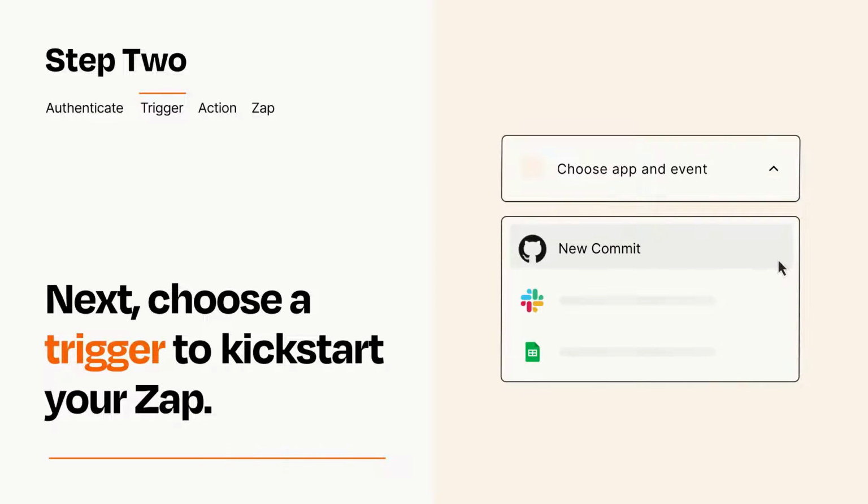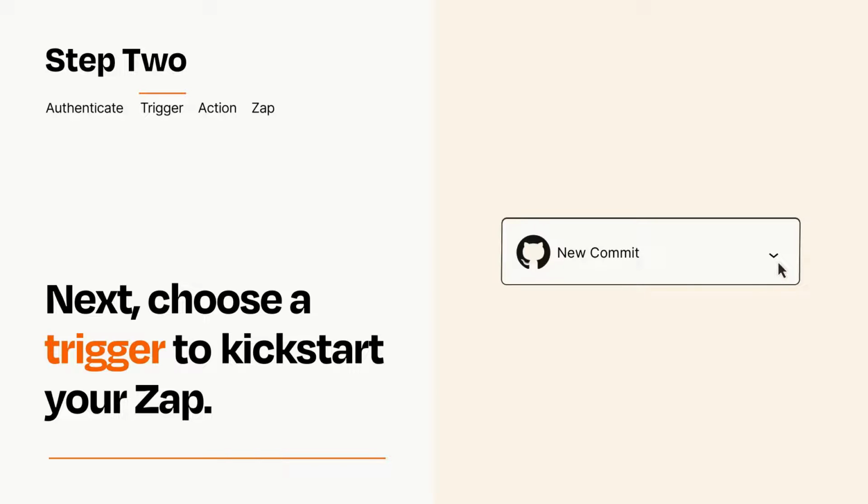Now let's set up your trigger, which is the event that starts your Zap. Pick the trigger event that you want from the list. When you set up this step, your Zap will pull in test data from your trigger app that you'll see later when setting up your action app.